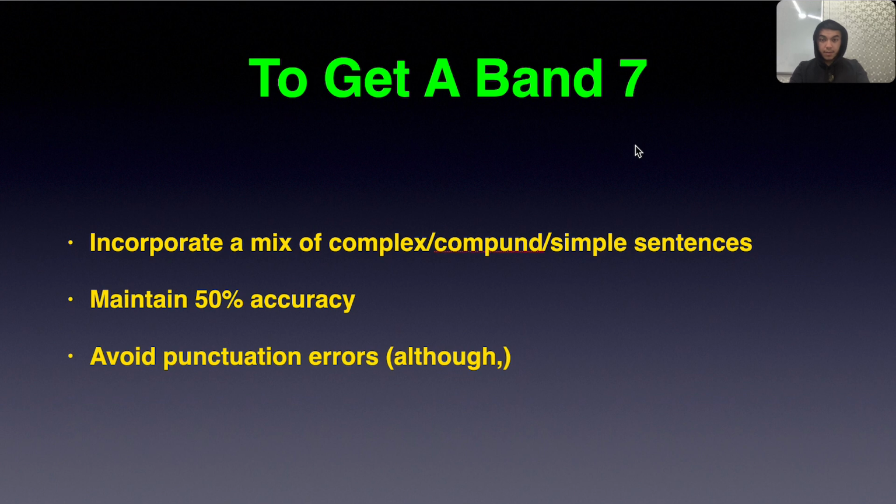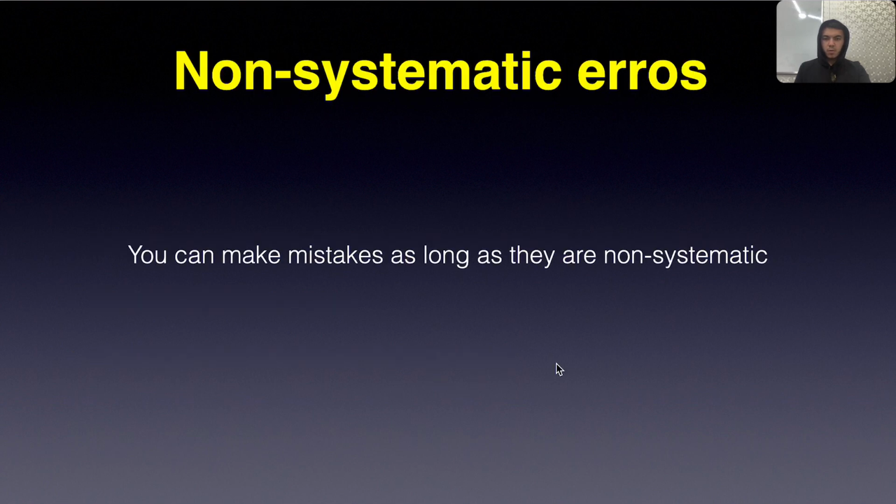Okay. To get a band 7 for grammar, make sure you incorporate a mix of complex, compound, and simple sentences. Maintain 50% accuracy, which means if you write 10 sentences, make sure that 5 of your sentences are grammatically correct. Even if you have a problem with a comma or a dot, it's still a mistake. So at least 5 of your sentences should be completely error-free. And again, avoid punctuation errors. So don't write a comma after although.